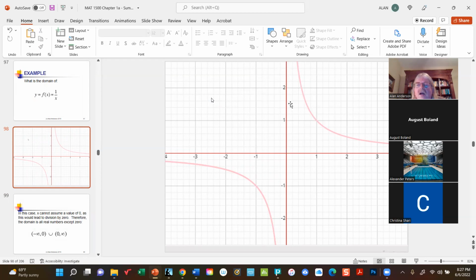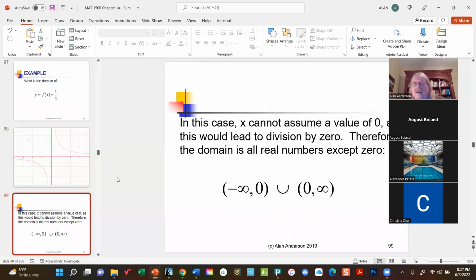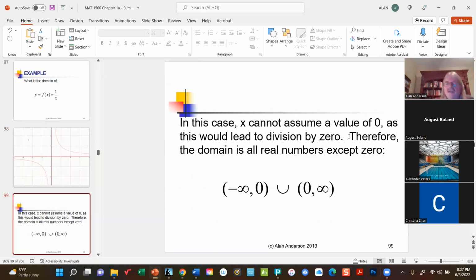This one is really nice, and you can see that there's an asymptote here. The vertical axis is the asymptote where x is zero. We cannot substitute zero into the function. So here's how we're going to write this. We're going to call it the union of two different intervals. This is all the real numbers from negative infinity up to zero. This is all the real numbers from zero up to infinity. But what you notice is that by writing it this way, zero is not included in either of these two intervals.